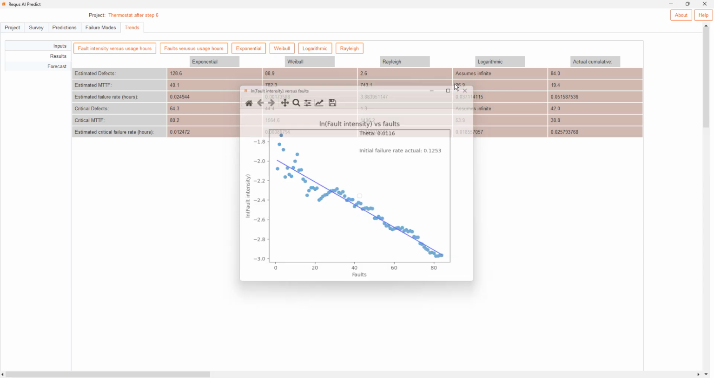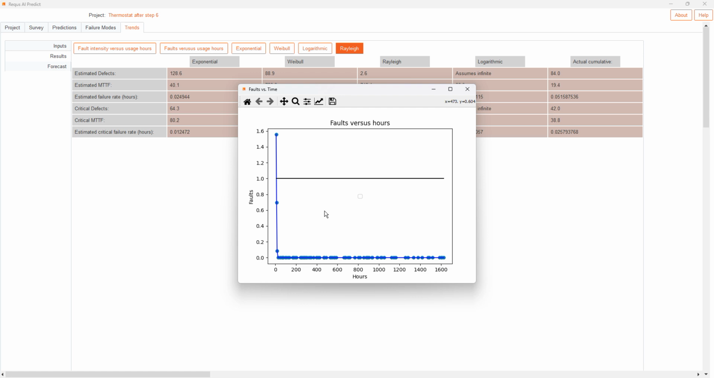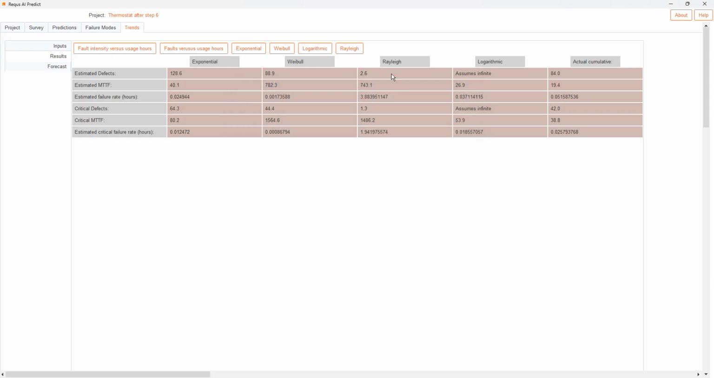And then the Rayleigh model, this particular graph, we have one model here that simply doesn't work for our data. The Rayleigh model assumes that the defects are going up and then coming down, which clearly our data is not doing. Our data is going straight down. So just from looking at this, we don't really want to pay attention to the Rayleigh model. The Rayleigh model is predicting 2.6 total defects.